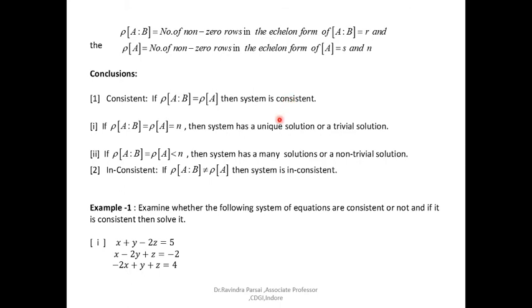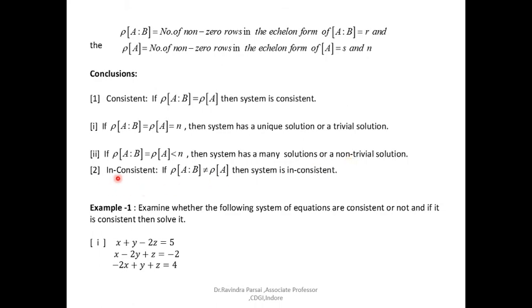Now we have two categories of solution. The system may have only one solution, or it may have more than one solution, which we call many solutions or a non-trivial solution. When the rank of the augmented matrix equals the rank of the coefficient matrix equals the number of unknowns, then the system has a unique solution. And when the rank of the augmented matrix equals the rank of the coefficient matrix and it is less than the number of unknowns, then the system has many solutions, the case of a non-trivial solution.